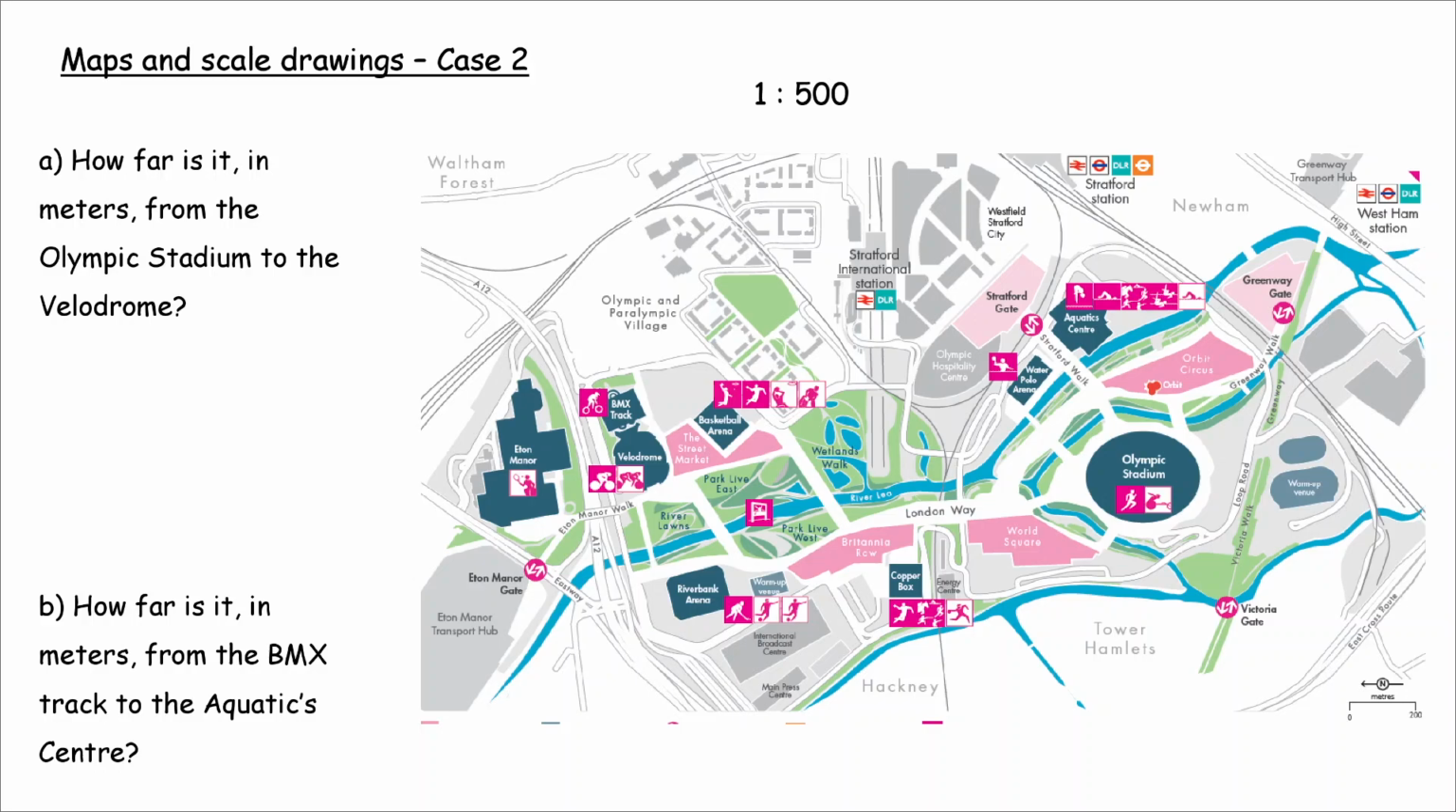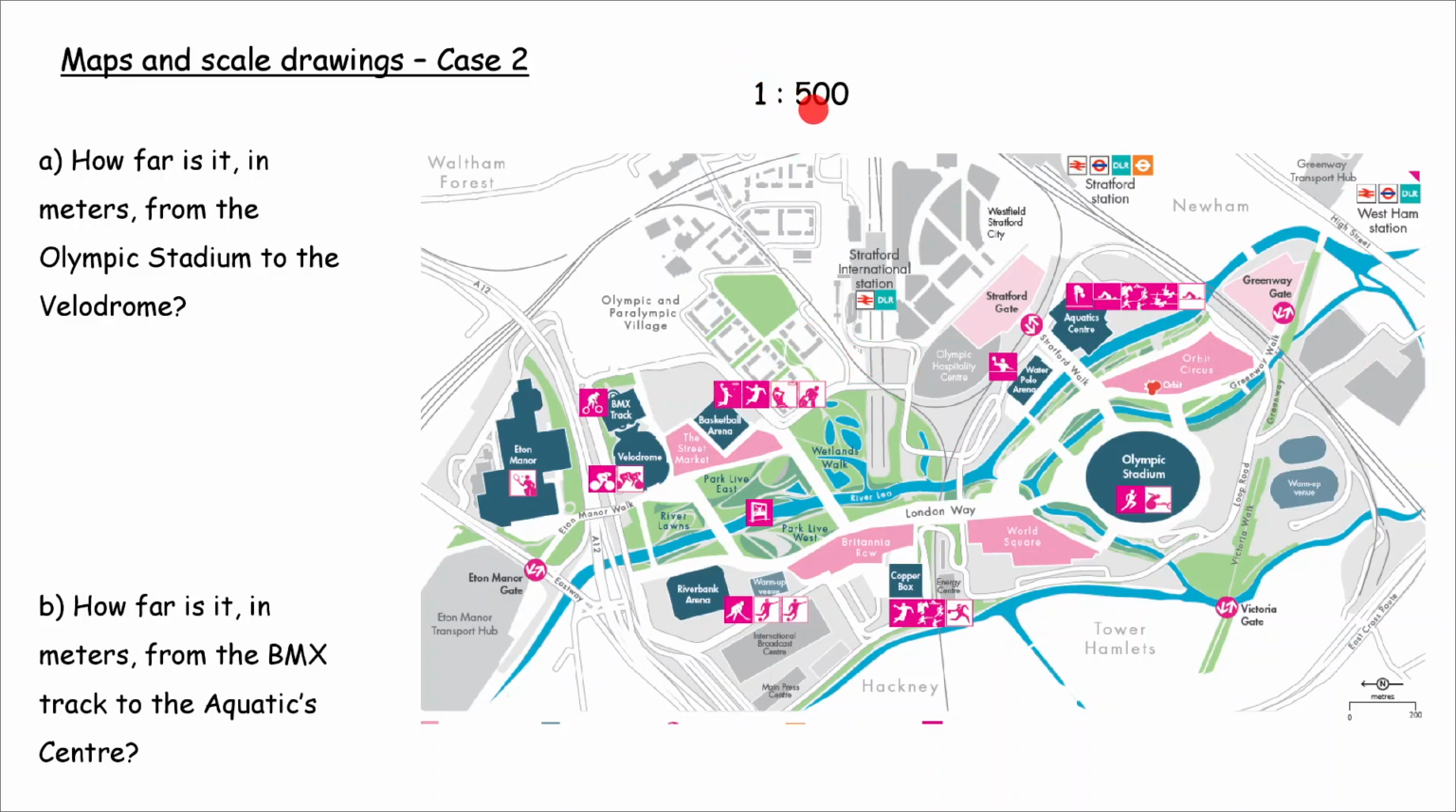Okay, so now on to another example looking at maps and scale drawings with a second case. This time looking at the scale, which is in a different format. So it's saying here that you've got the scale 1 to 500, and it just basically means that what you see on the map is 500 times smaller than what is in real life. Or you could say that in real life, it's 500 times bigger than what you see on the map.